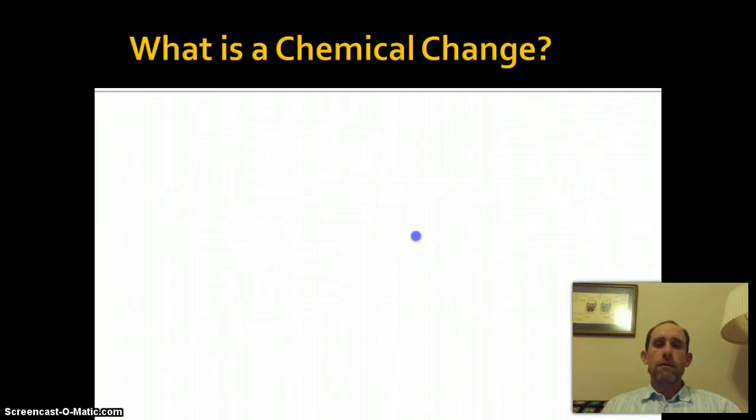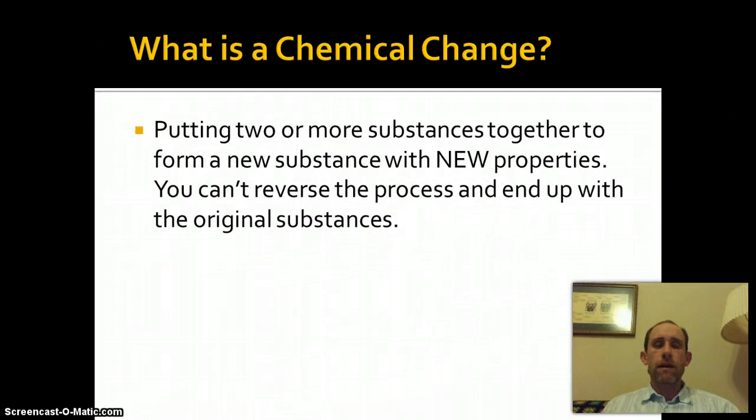So, what is a chemical change? Another thing you might want to stop the video for and write down into your word bank. A chemical change is putting two or more substances together to form a new substance with new properties. You can't reverse the process and go backwards and end up with the original substances. That's very important because you might think that salt and water mixed together form a new substance, but you can reverse the process by evaporating the water to give yourself the salt again, but with a chemical change you can't turn the process around.